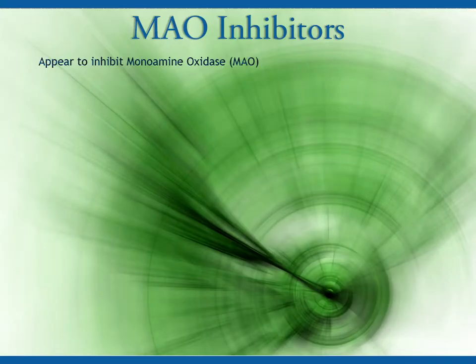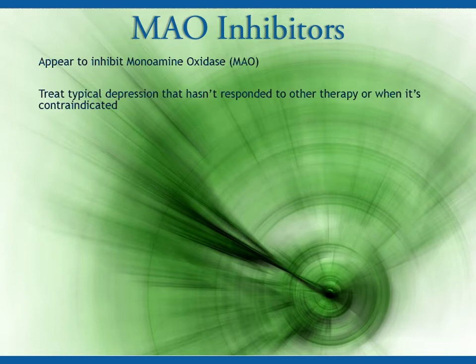MAO inhibitors appear to inhibit monoamine oxidase, also known as MAO. MAO is an enzyme that may affect neurotransmitters that work with nerves to transmit information or impulses. They are used to treat typical depression that has not responded to other therapies or when other therapies are contraindicated.